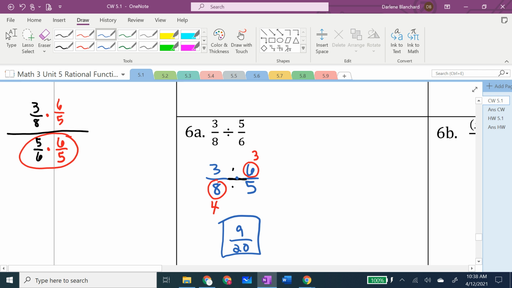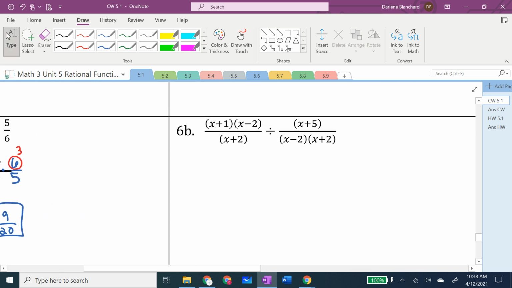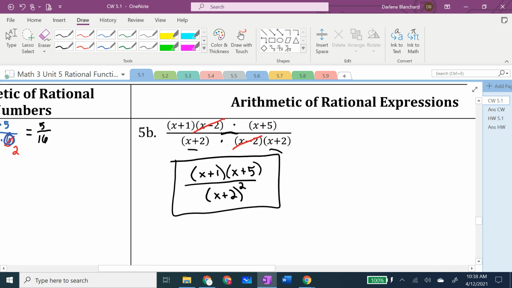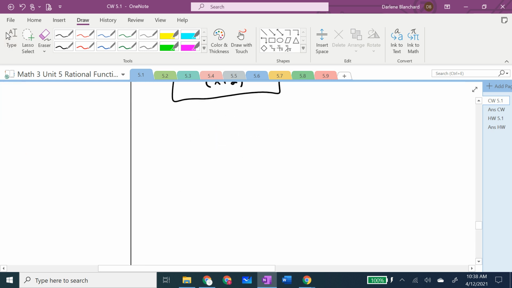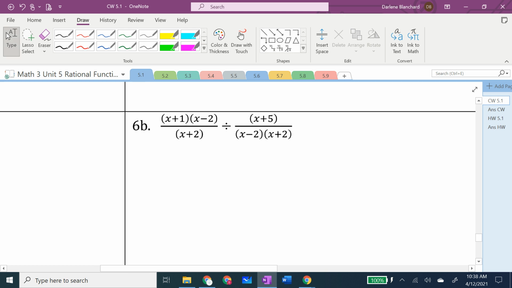So with 6b, we're really just going to do the same thing that we did in 5b, except we've got to turn it into multiplication first. And this is kind because it's already factored. Your homework won't be quite as kind. You're going to have to do some factoring in your homework. So I don't know about you, but I don't like writing more than I need to, so I'm going to do this.